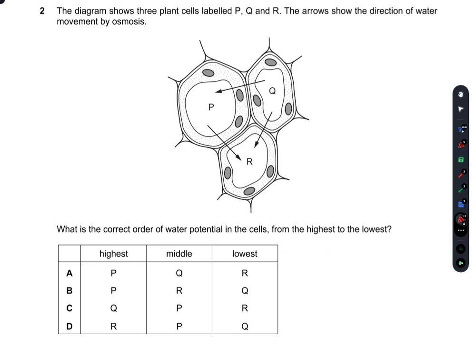The diagram shows three plant cells labeled P, Q, R. The arrows in the diagram show the direction of water movement by osmosis. What is the correct order of water potential in the cells from highest to lowest? What is osmosis?